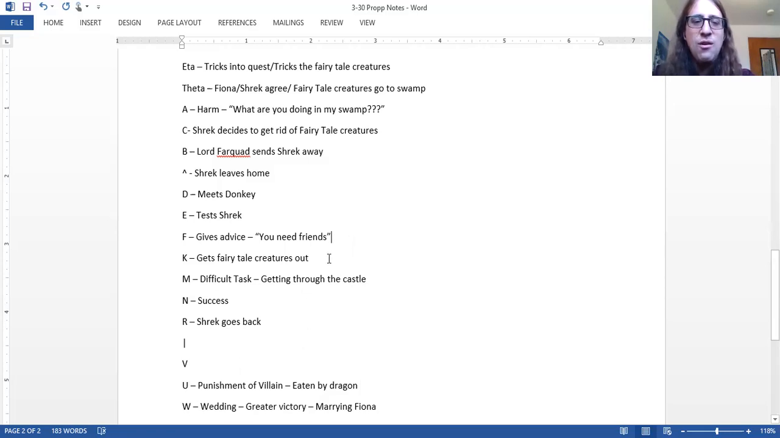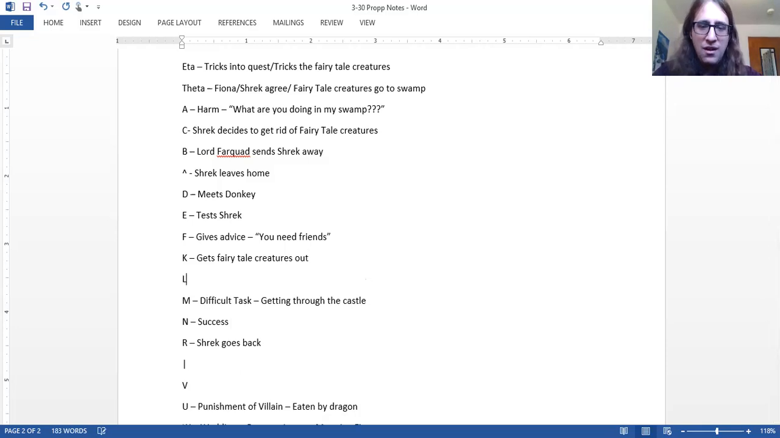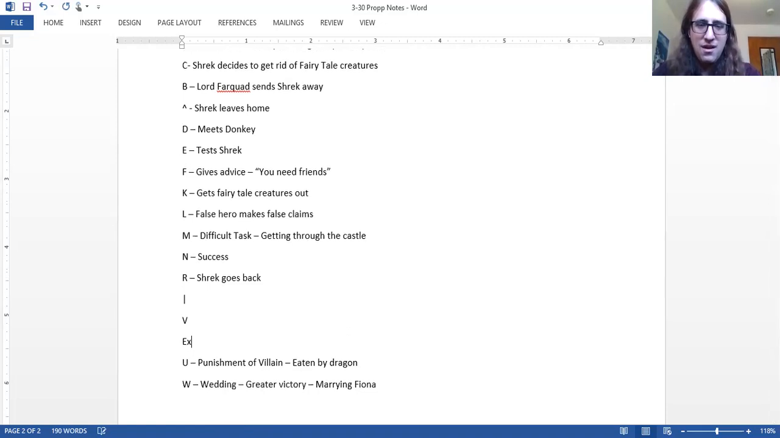Other things. We said that Lord Farquaad was a false hero. So letter L is what Propp uses for false hero, making false claims. Basically, Lord Farquaad's false claims are basically claiming to be the real noble figure that Fiona should marry. And eventually his false claims are exposed. And for this, Propp gives the letters EX. So he doesn't give it an X. So this alphabet stuff is starting to fall apart. I don't know why his system is the way it is, but exposure of the villain.